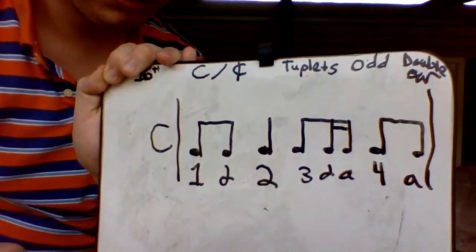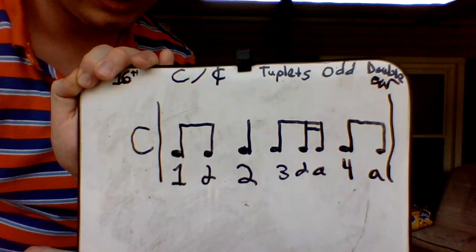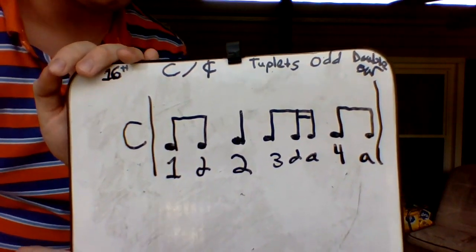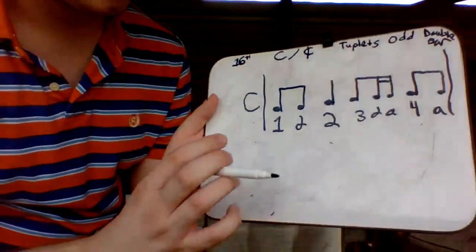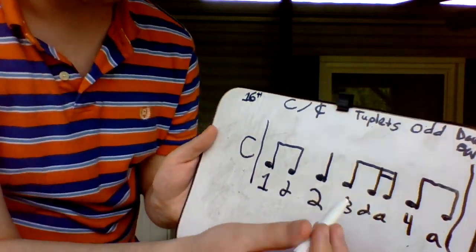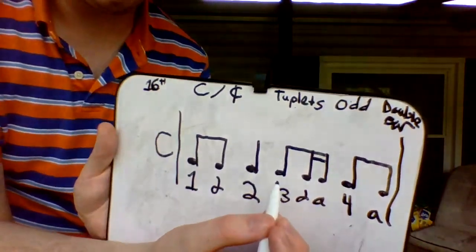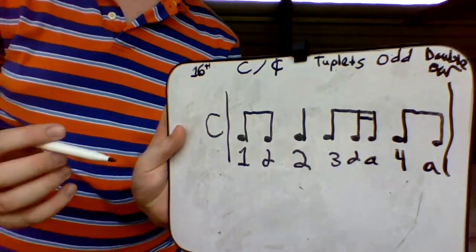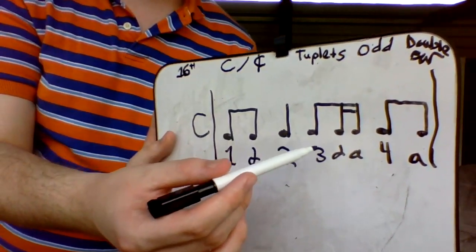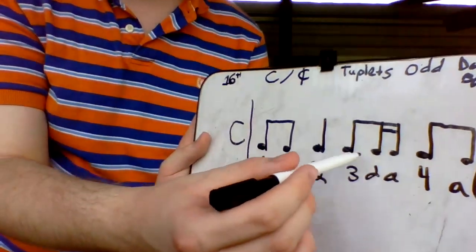1 and 2, 3 and a 4 and. Of course we can count this 3 e and a 4 and, but just know the "e" goes with this 8th note. The 8th note's actually, since it's half a beat, taking up half of what it'd be if you had 4 16th notes here.